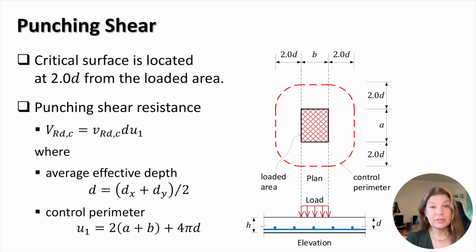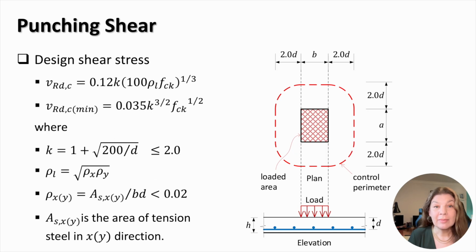The punching shear design is based on the critical surface encompassing the concentrated load applied as shown here. The critical surface is located at two effective depths of the slab from the perimeter of the loaded area. The punching shear resistance of the slab can be calculated as the design maximum shear stress, VRDC, times the area of the critical surface, which is equal to the average effective depth of the slab times the control shear perimeter, U1. The design maximum shear stress, VRDC, equals the expression given in this slide.